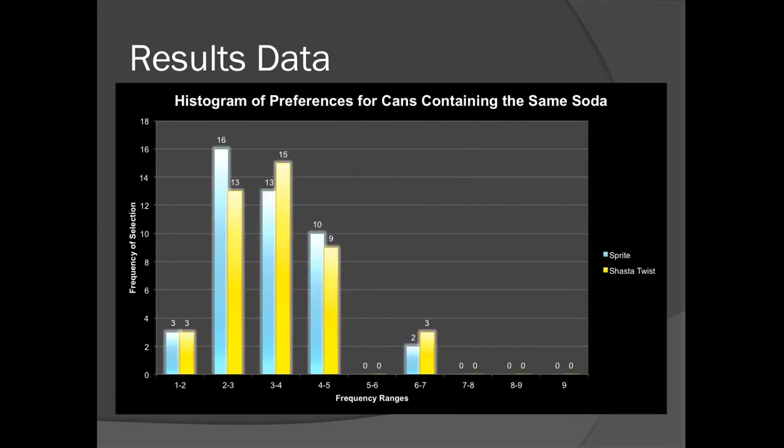The second chart, showing preferences based on the same soda in two different cans that we did during the experiment, tells us that the taste preferences for each type of soda does rely somewhat on the consumer's brand perception. Sprite and Shasta Twist were both similarly liked through this graph.